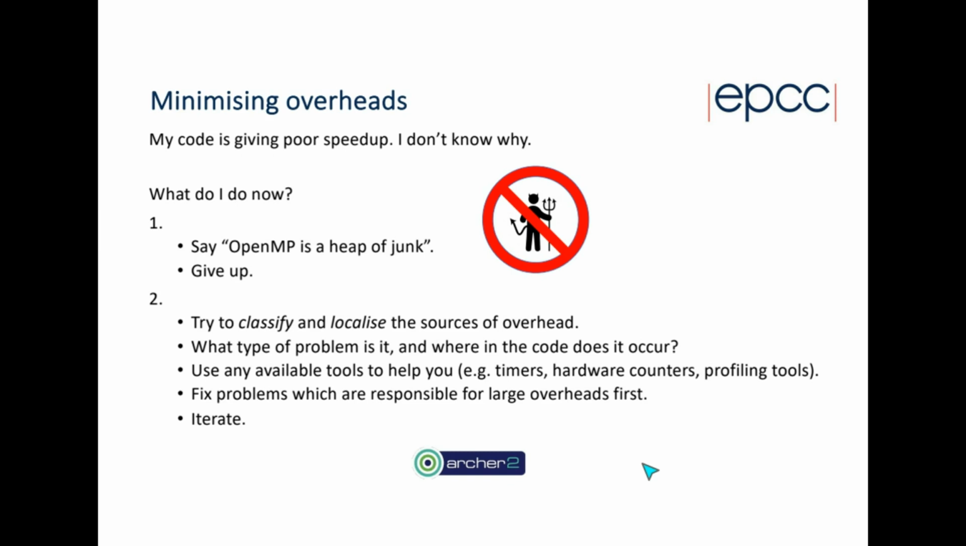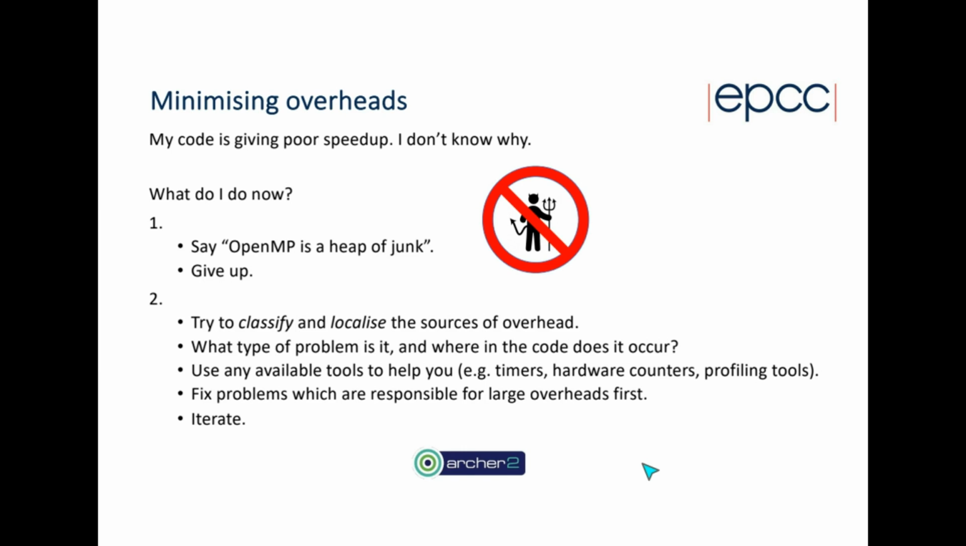Don't give up. I think what you can think about doing is if you can classify and localize the sources of overhead. So what I mean is you can work out which of those 6 issues is a problem. Okay, maybe it's more than one of them, and whereabouts in the code it's happening. Then you have a good chance of being able to fix it and do something sensible to improve the performance.